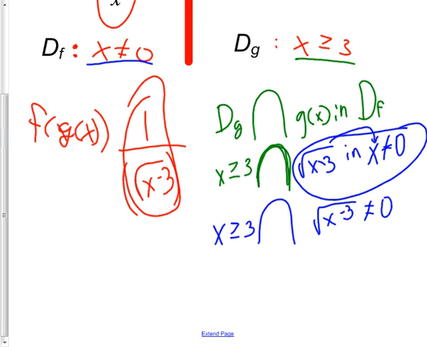I've got to solve this. How do I get rid of the square root? When I square both sides, I do not get an absolute value. It's only when you take the square root of both sides. All right, so then that drops off, and I get x minus 3 not equal to, well, 0 squared is 0. Add 3 to both sides, x not equal to 3.